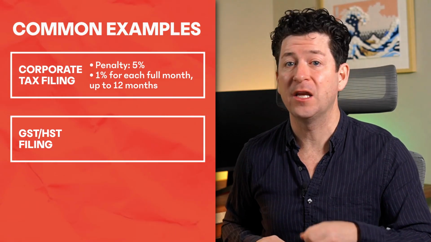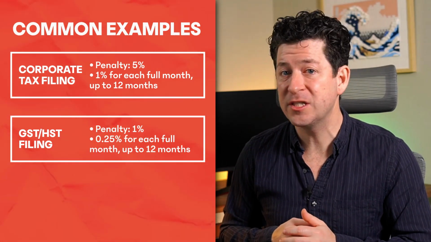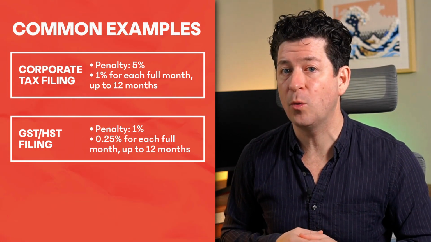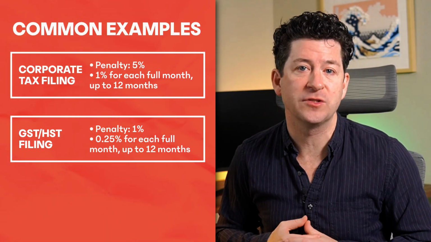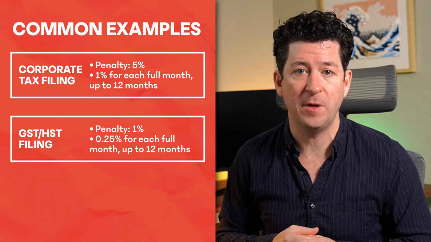GST and HST filing. The penalty for late GST and HST payments is 1% of the amount you owe, plus an extra 0.25% for each full month the balance is overdue, up to a maximum of 12 months.